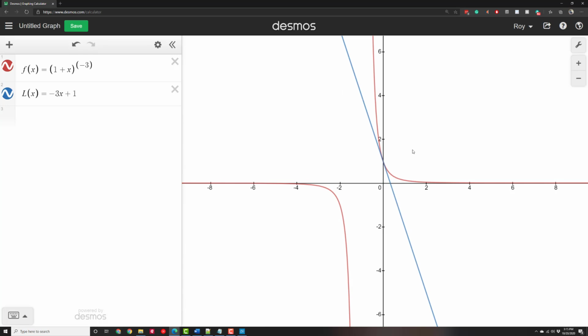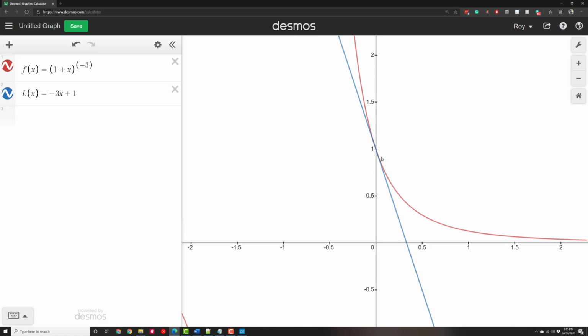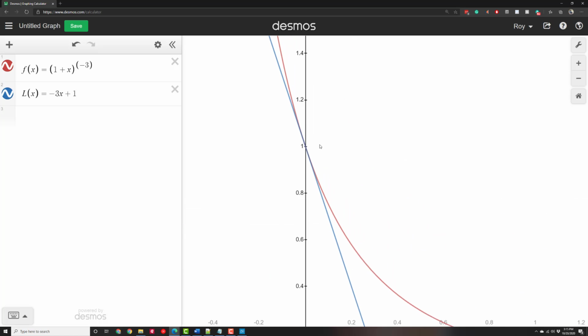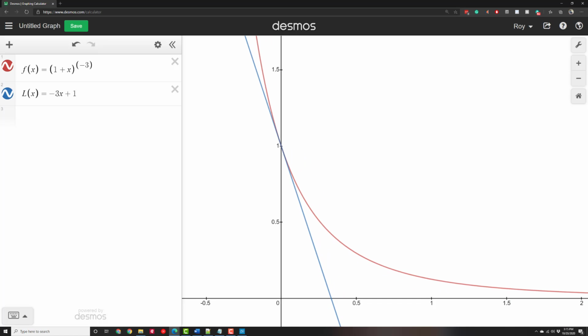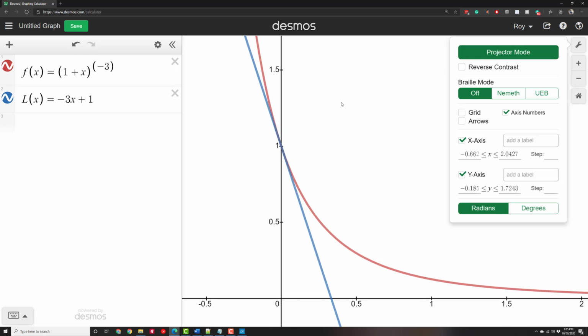Remember, this tangent line was built around x equals 0, and you could totally see that, yep, that blue line is the tangent line at x equals 0. So it totally is working out. I'm going to put this in projector mode as well.